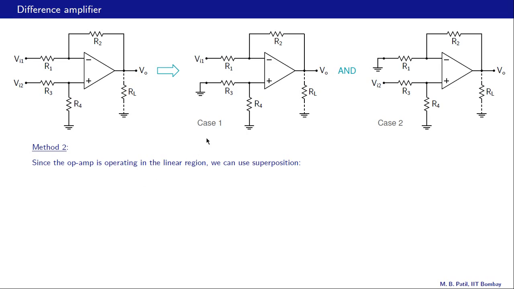Case 1 is actually an inverting amplifier, and we can figure that out when we look at this voltage here, V plus. V plus is simply 0 here, and the circuit is exactly the same as the inverting amplifier circuit, and therefore VO then is Vi times minus R2 over R1. So we are not really reinventing the wheel here, we are using existing or known results. So that is our case 1.